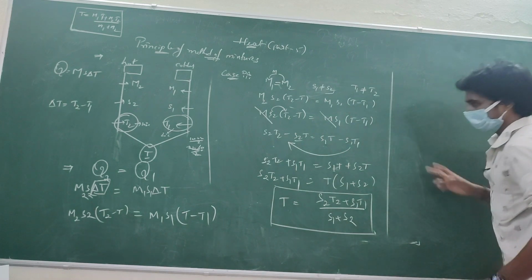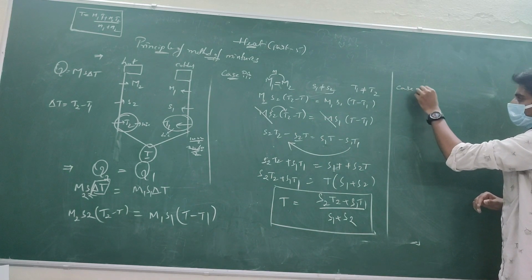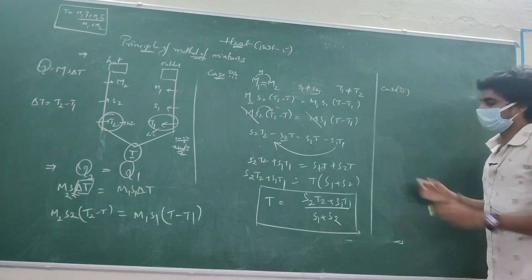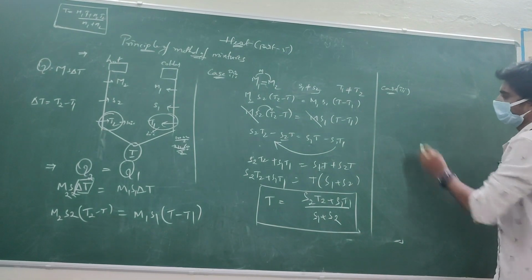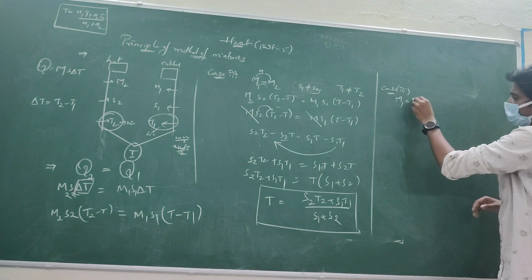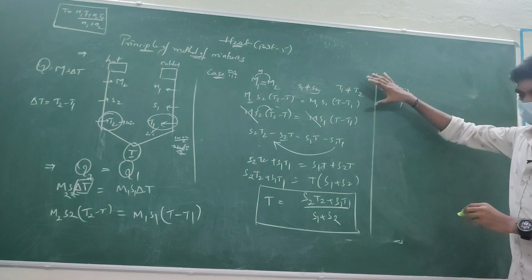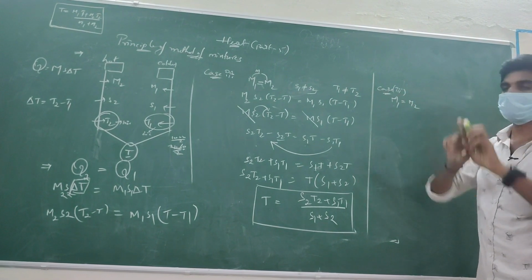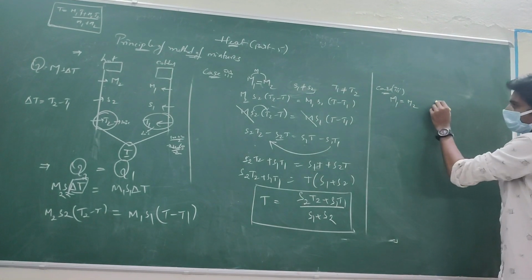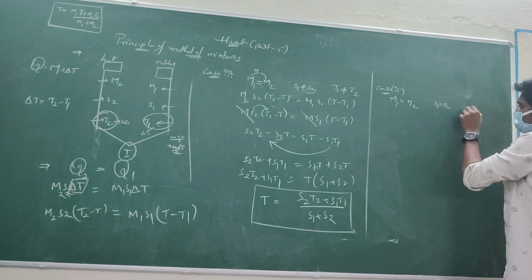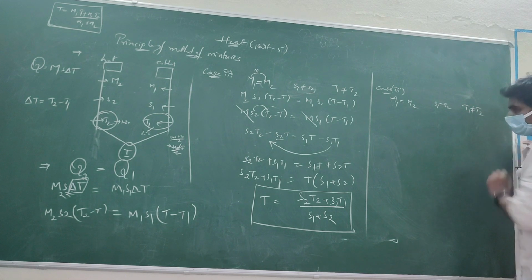So if you look at the third case, right? Third case is very simple. This formula is also used in some problems. Coming to case 3, we have masses. The masses were equal in the third case. In the first case, we had taken specific heats equal. In the second case, masses were equal. In the third case, masses equal, specific heats also equal, but temperatures only not equal, right?